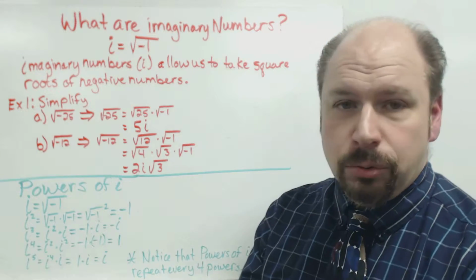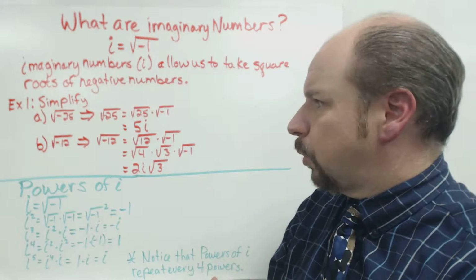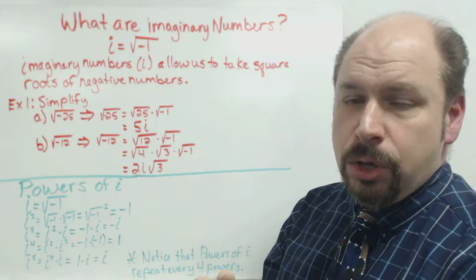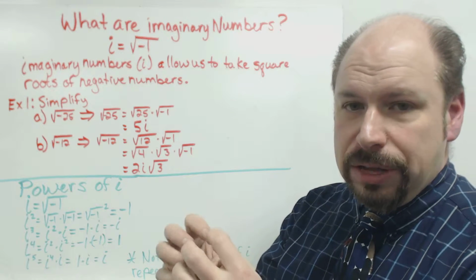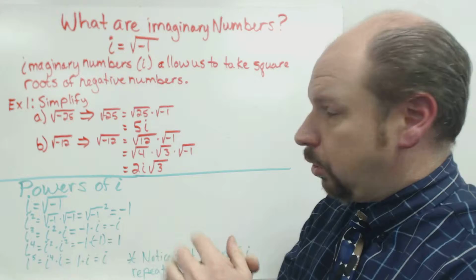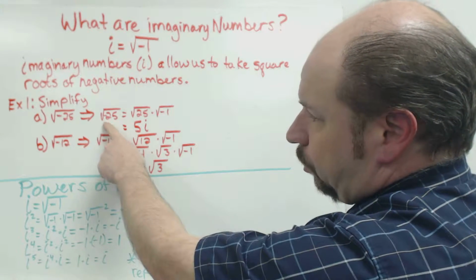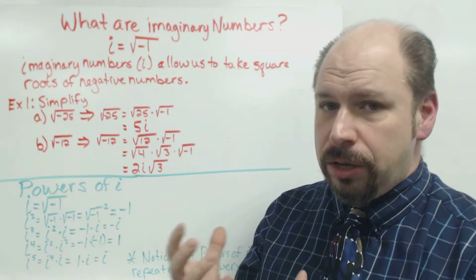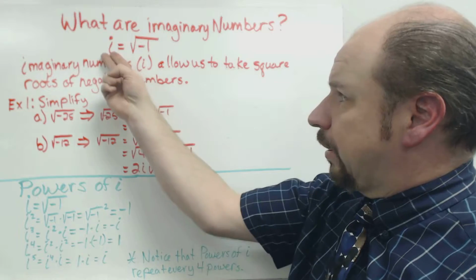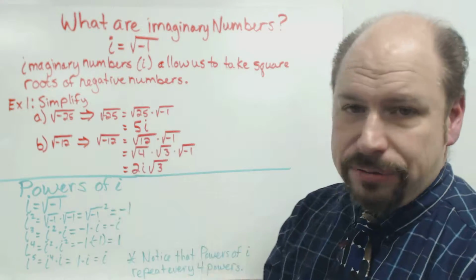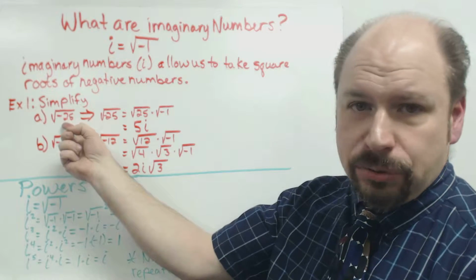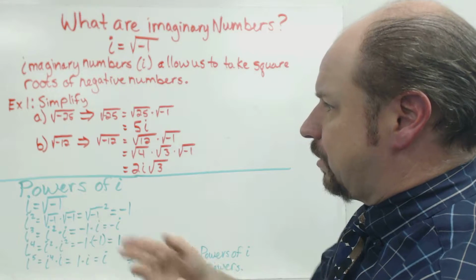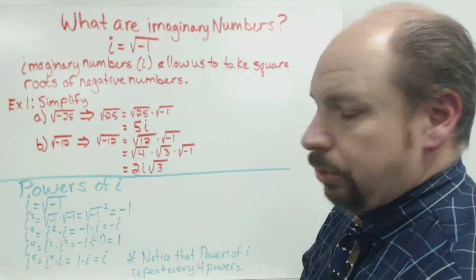So in our first example, we're just going to simplify some square roots of negative numbers. For example, in example A, the square root of -25. Remember the property of square roots that allows us to break a number up into its smaller components. So the square root of -25 is the same as the square root of 25 times the square root of -1. We just got through talking about the square root of -1 is i, and the square root of 25 is 5. So the square root of -25 is simply 5i. Okay, so that's as easy as it is. For b, the square root of -12.